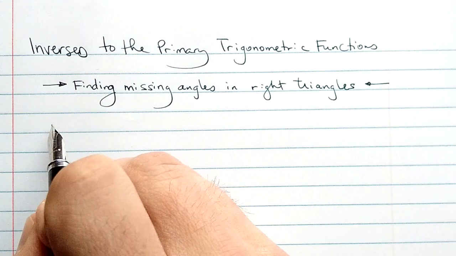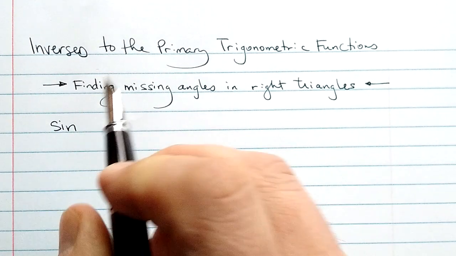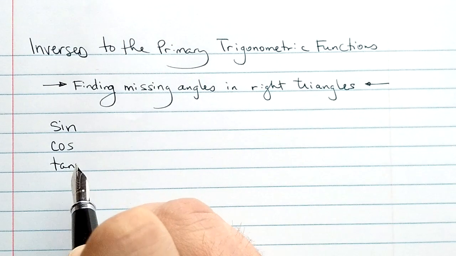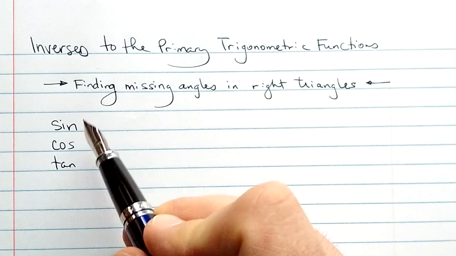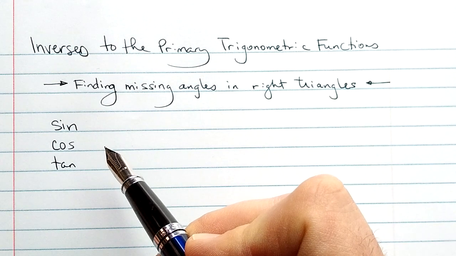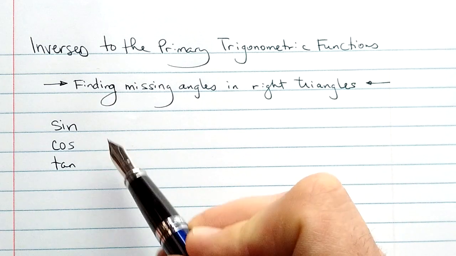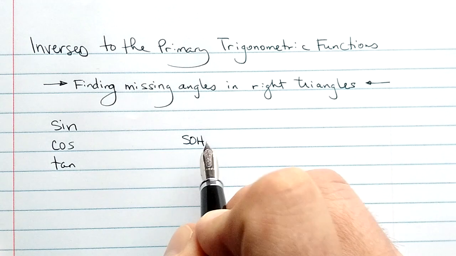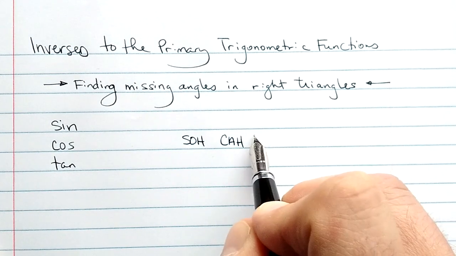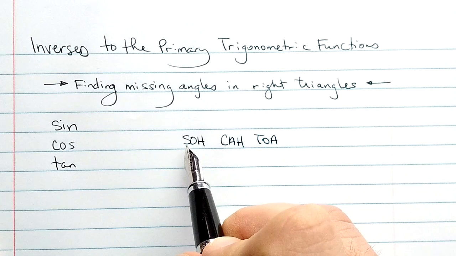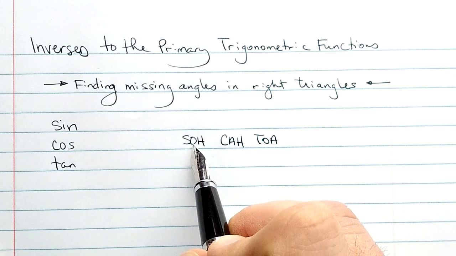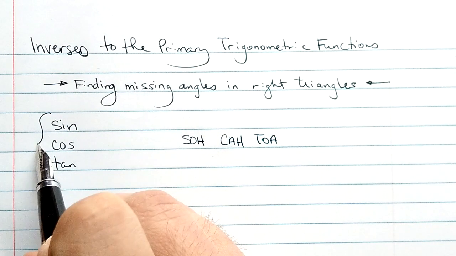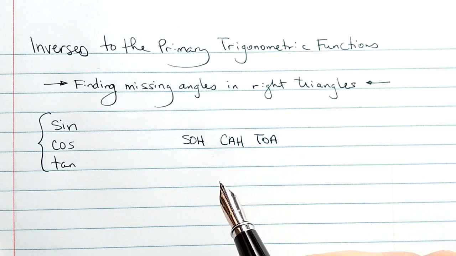So first of all, let's remember the primary trig functions or primary trig ratios: sine, cosine, and tangent. And you're going to need to remember how to find each of these. If you know the side lengths in a right triangle, you'll need to be able to use that, maybe that memory aid, SOHCAHTOA, for example. To find the sine of an angle, you use the opposite side length and divide it by the hypotenuse. So these are called the primary trig ratios or the primary trig functions.